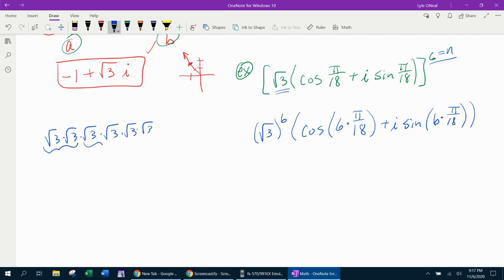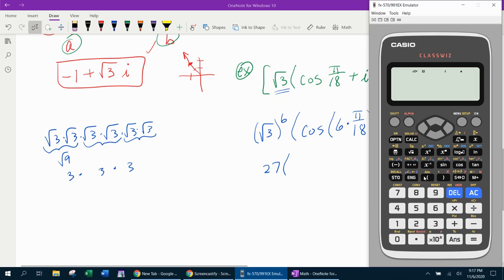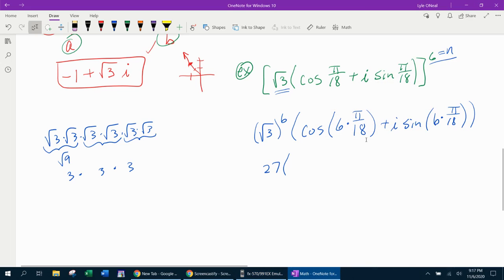And each pair would produce a square root of 9, which is 3. So really, you're going to have 3 times 3 times 3, which is 27. Now, that's how you would do that if you were stranded on a desert island with no calculator. You can also pull up the handy-dandy calculator and type in square root of 3 to the 6th, and it will verify your 27. So you can do it manually or electronically.